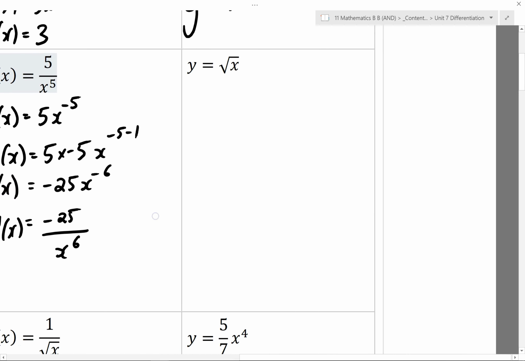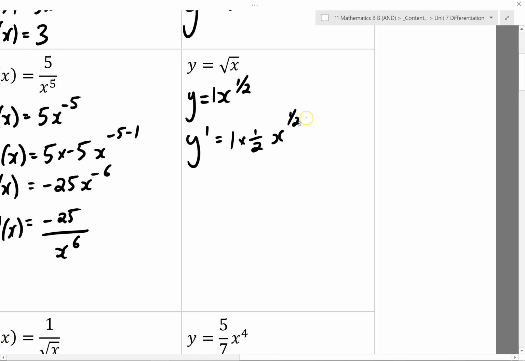Alright, some more interesting ones. When we have fractional powers, like square roots, cubic roots, we need to remember that this is really x to the power of a half. And now I can have a go at differentiating it, just using my differentiation rules as I would. Remember there's a 1 out the front here. So 1 times a half, and then x to the power a half minus 1.